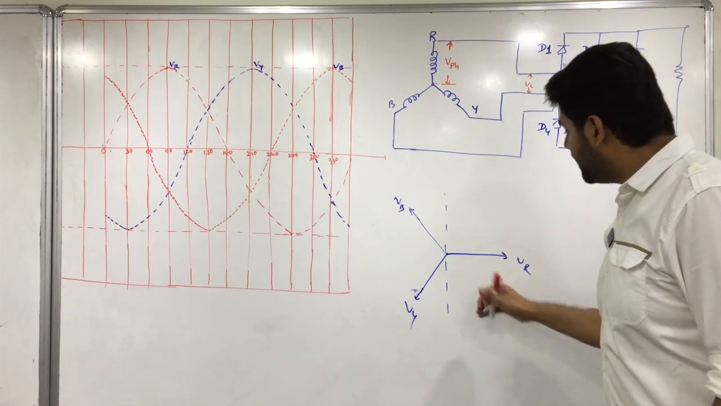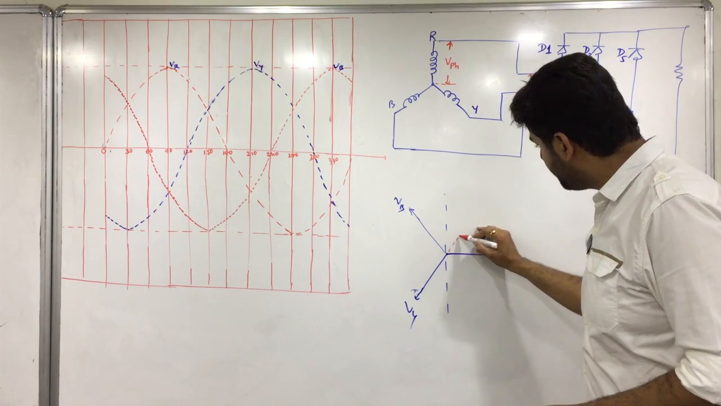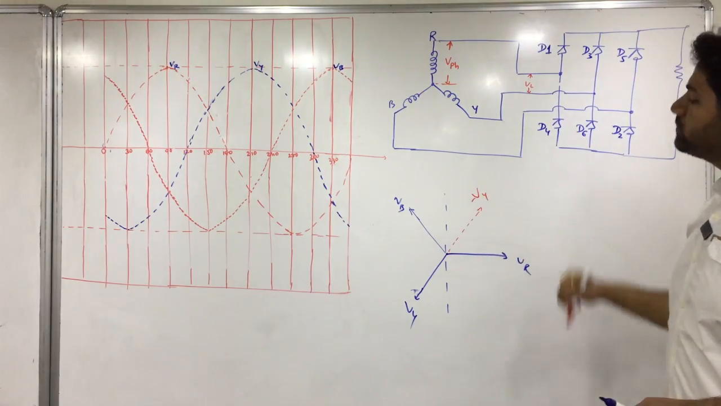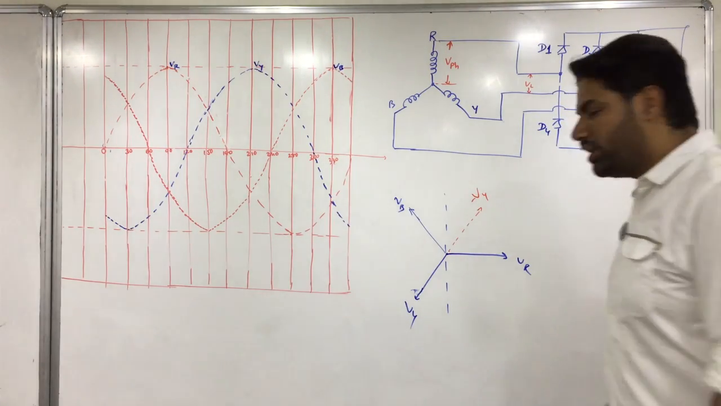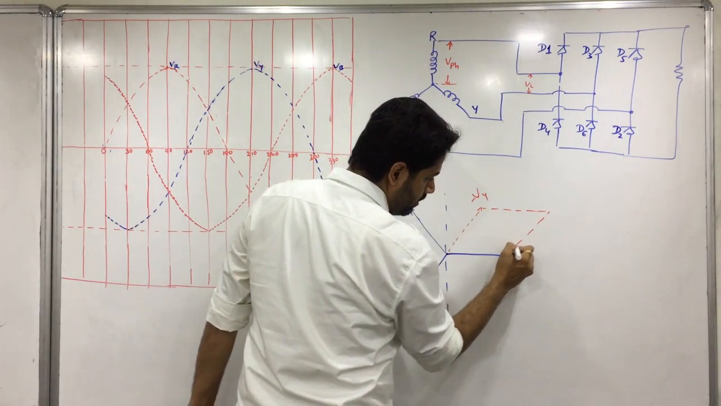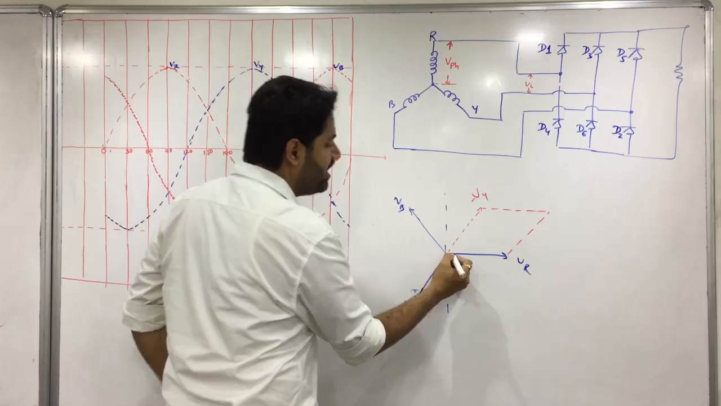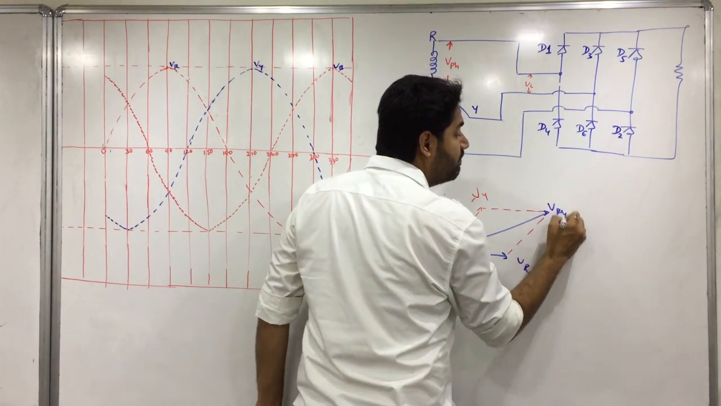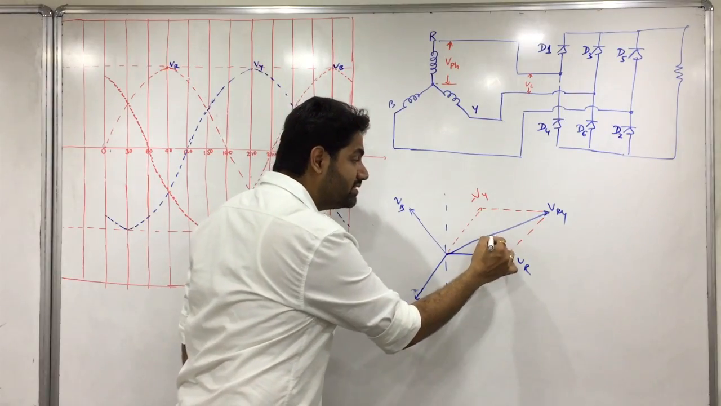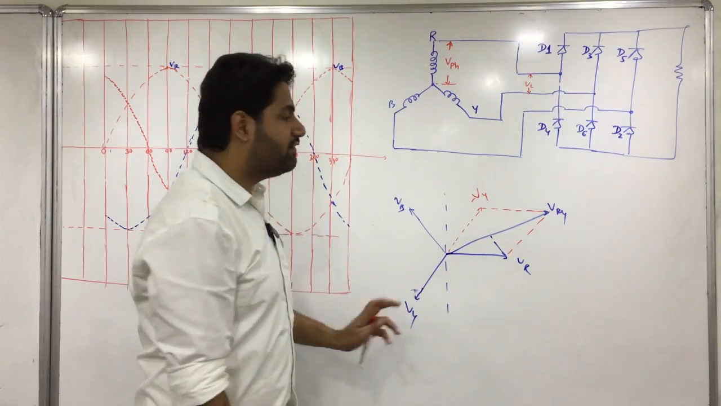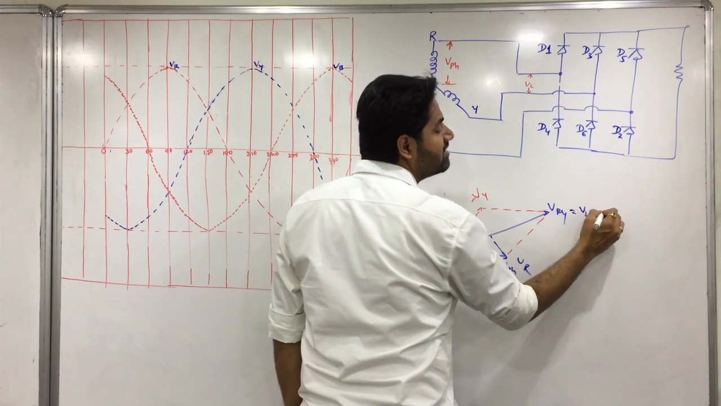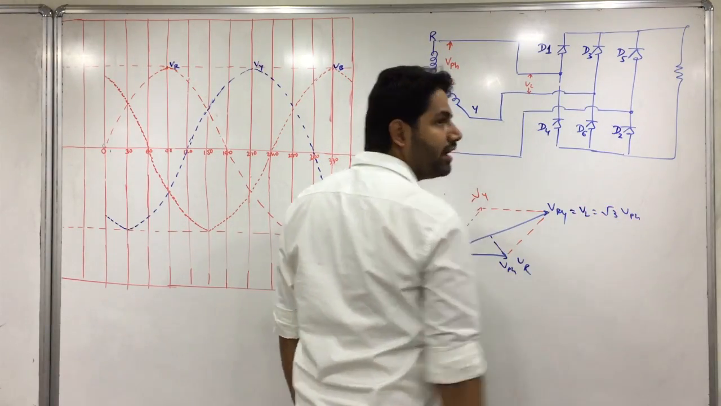So Vr minus Vy, the addition of these two, will give me Vry. Yes or no? So we have got the Vry voltage, which is my line voltage. It is bigger. From simple trigonometry we can figure out the value. If this is V phase, then Vry, which is V line, is equal to √3 times V phase. Is it clear or not?